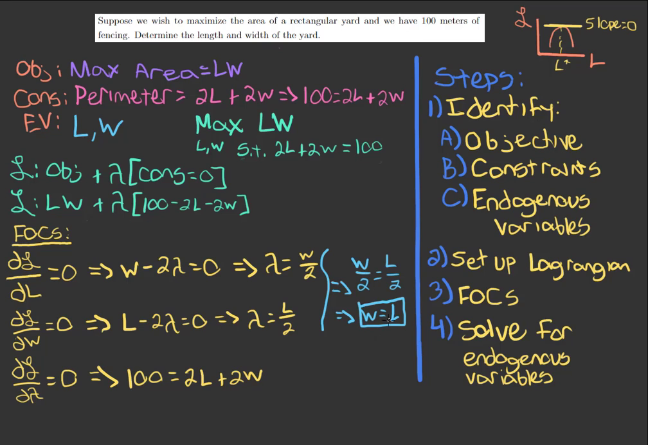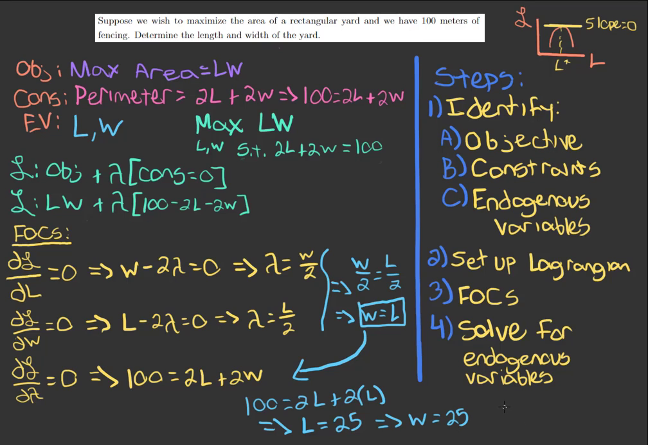Now, using this condition that the width is going to be equal to the length, we can sub this in to our original constraint to get that 100 is equal to 2L plus 2W, which, since we know that W is equal to L, we can sub L into this equation. And then solving for L, we get that L is equal to 25, which implies that width is equal to 25 as well.